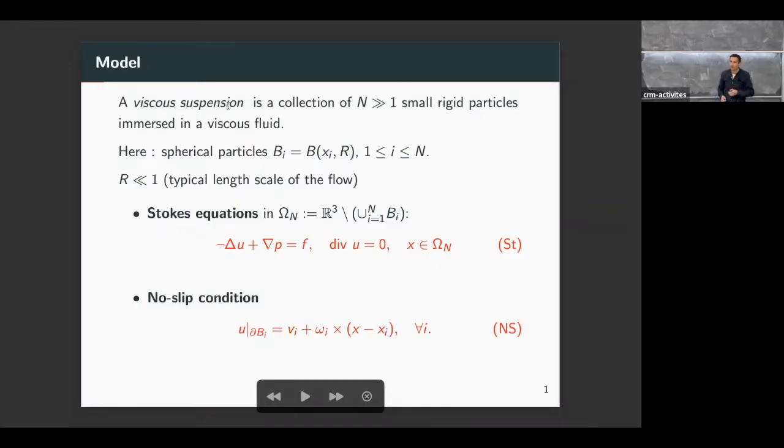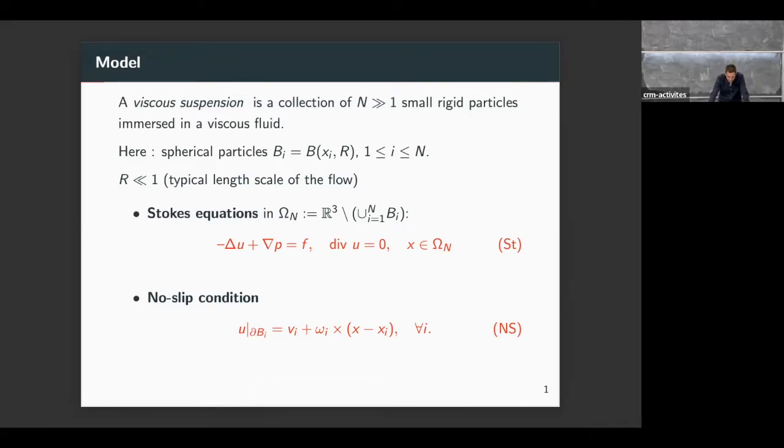A viscous suspension will be a collection of a large number, called capital N, of small rigid particles. Okay, and you put these particles inside some viscous fluid. And for simplicity, for the talk, I will stick to spherical particles, B1, ..., Bn, with centers x1, ..., xn, and a radius r, which, as I said, will be small compared to the typical length scale of the flow. So this typical length scale will be introduced typically through the forcing in the fluid equation. And then once you have put everything in dimensionless form, this typical length scale is 1.